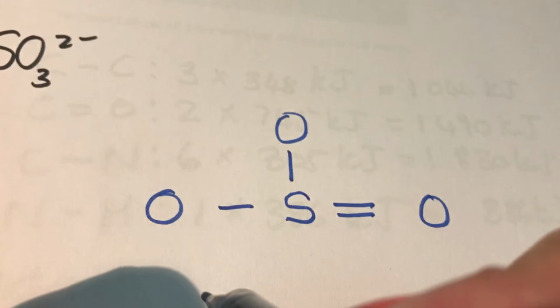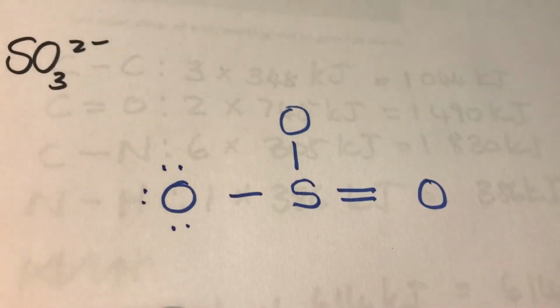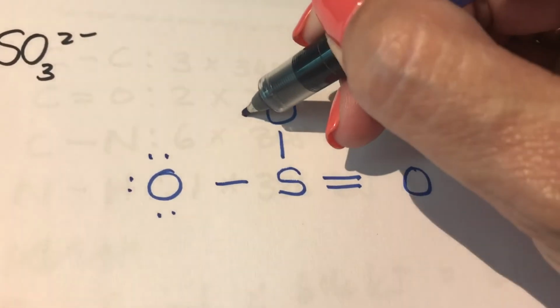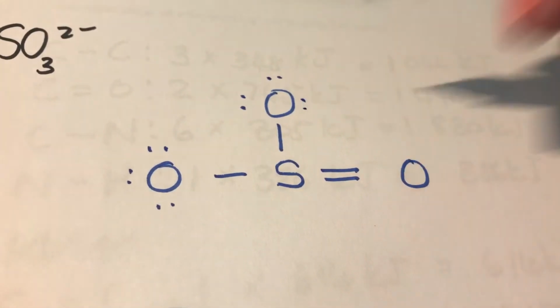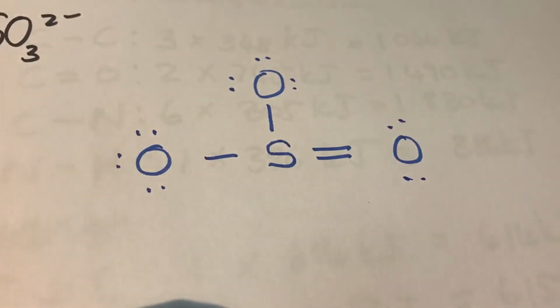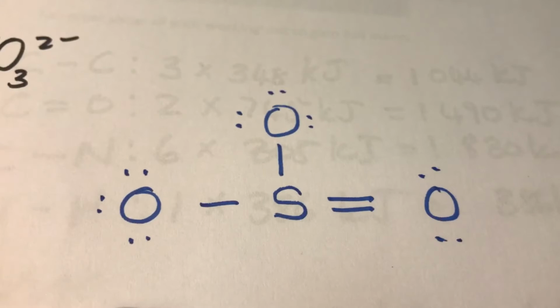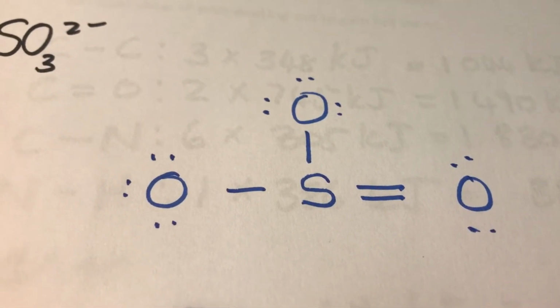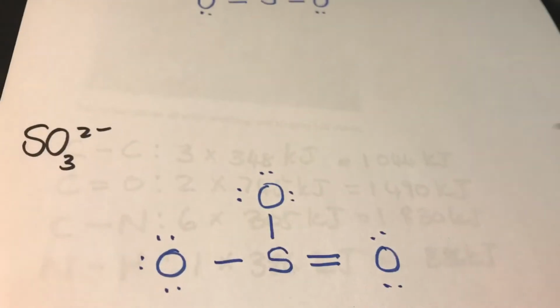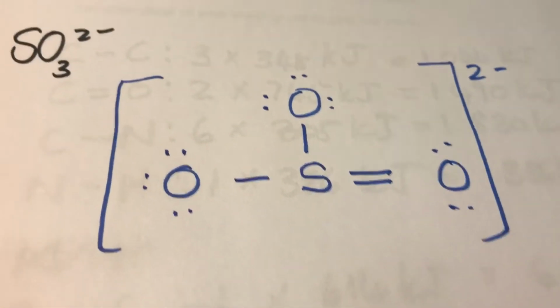But then I also need to make sure that my oxygens have 8. So this one's got 2, 4, 6, 8. Now it's happy. Sulfur is already happy, 2, 4, 6, 8. This one's happy, 2, 4, 6, 8. So this one won't have 3 lone pairs of electrons. It will only have 2. So that will be my SO3. And because it is 2 negative, I will have to put it into a bracket and put the 2 minus onto it to show that it's SO3 2 minus.